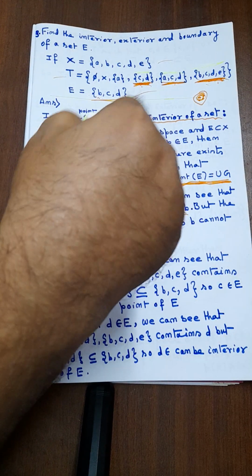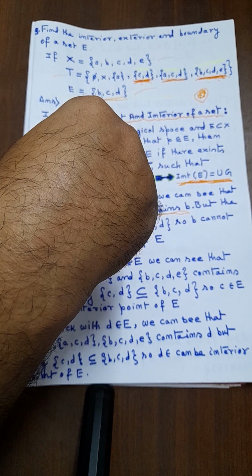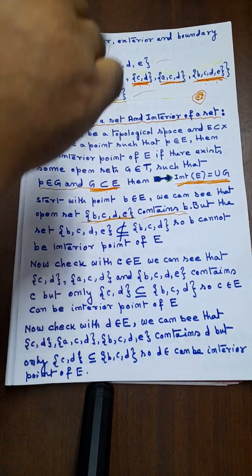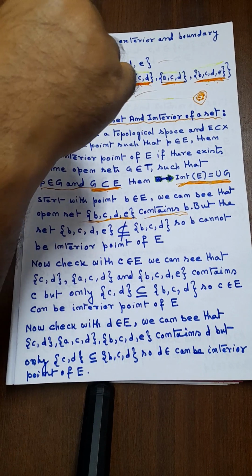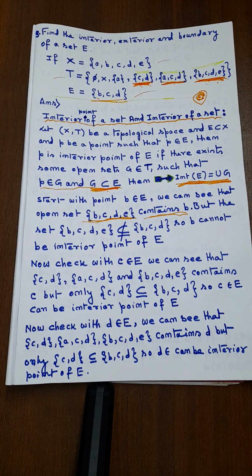So as per the definition, this is the open set that contains the points C and D, and this open set is also a subset of E, right? So we can say that C and D are the interior points of the set E.